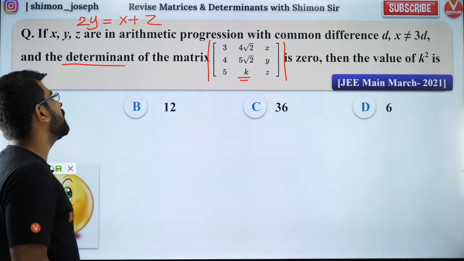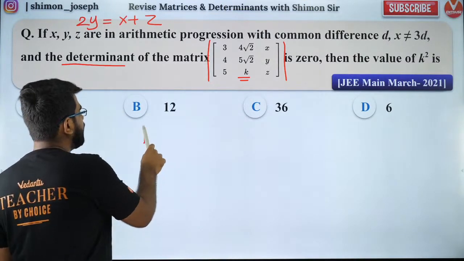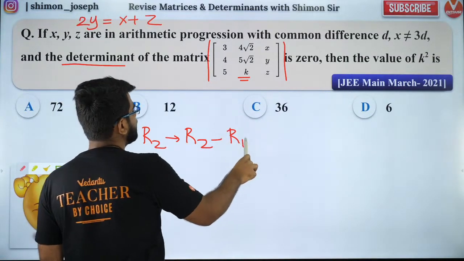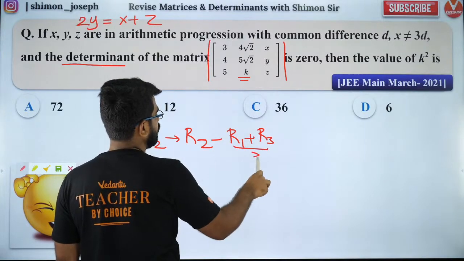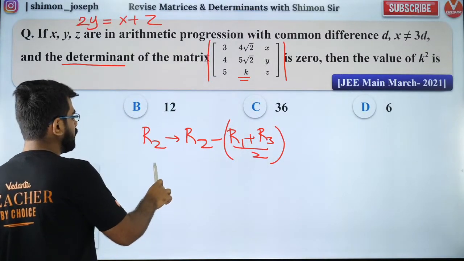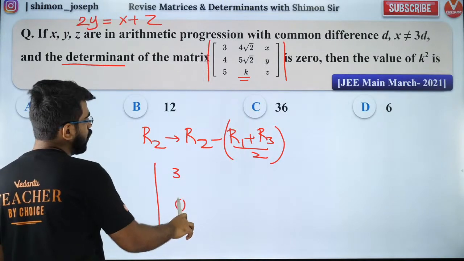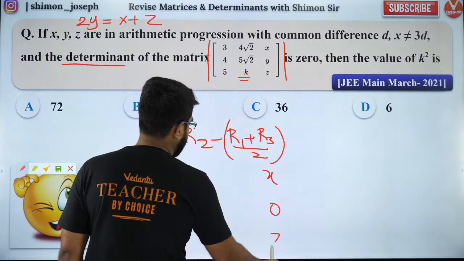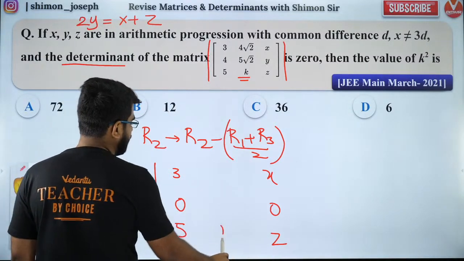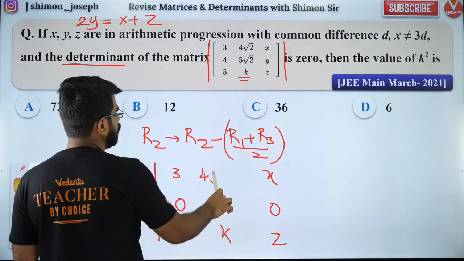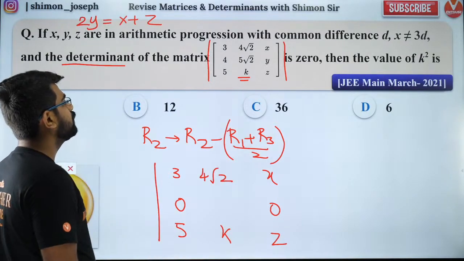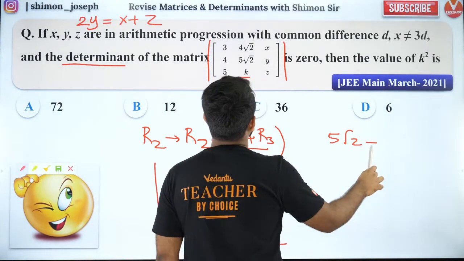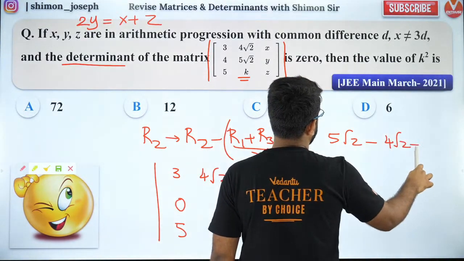Perfect. So let's try to solve it, guys. So what I'm going to do here is I will do R2 is equal to R2 minus (R1 plus R3) by 2. So when I do that, what will I get? Can you guys help me? I'll get 0 over here and I will get 0 over here. Here I'll have x, here I'll have z, here I'll have phi, here I'll have k, here I'll have 4 root 2. And here what will I have? Any idea? I'll have 5 root 2 minus 4 root 2 plus k by 2.